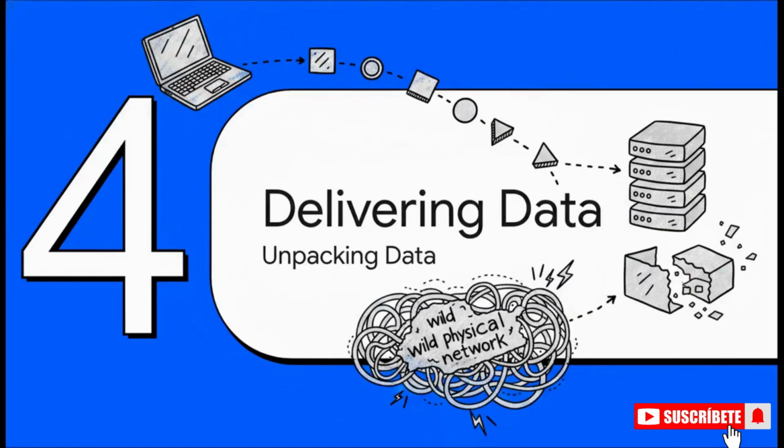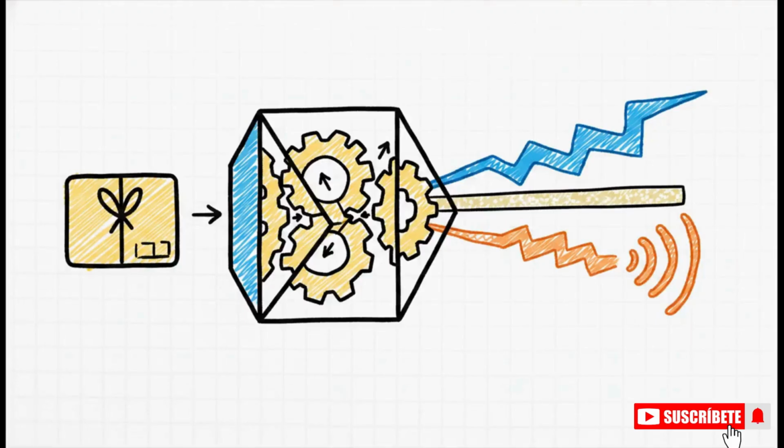Which brings us to section 4, delivering and unpacking data. Okay, so our frame is fully assembled and it is officially ready to cross the wild physical network. Down at layer 1, the physical layer takes that completely packaged frame and translates it into raw binary data, ones and zeros called bits. And depending on your medium, the actual transmission completely changes.